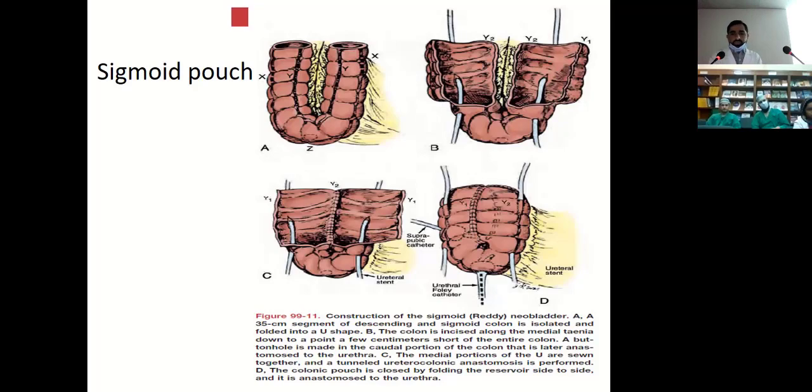In the sigmoid pouch, a 35 centimeter segment of the descending and sigmoid colon is isolated and folded into the U shape. The colon is incised along the medial tinea down to a point a few centimeters short of the end of the colon. A buttonhole is made in the caudal portion of the colon for the anastomosis to the urethra. The medial portion of the U-shaped sigmoid colon pouch is closed by folding the reservoir side to side, and it is anastomosed to the urethra.